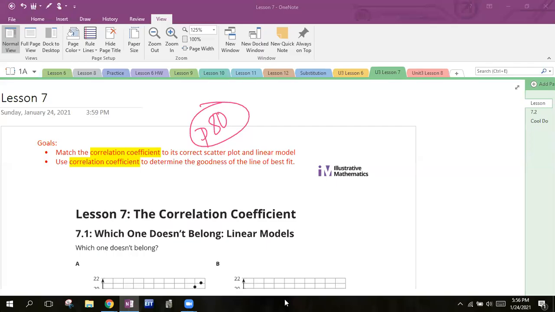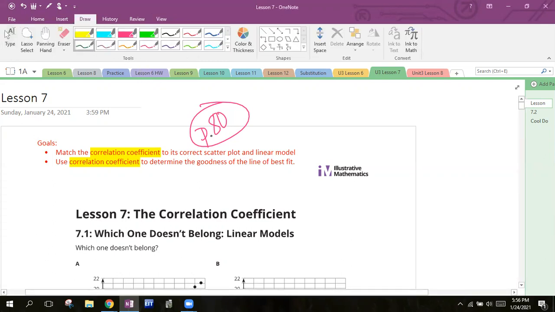All right, we're going to get started right in with lesson 7. This is on page 80 in your book, so go ahead and get there if you aren't already there. And begin writing these goals at the top of your paper. So our first goal is we're going to be matching the correlation coefficient to its correct scatter plot and linear model.